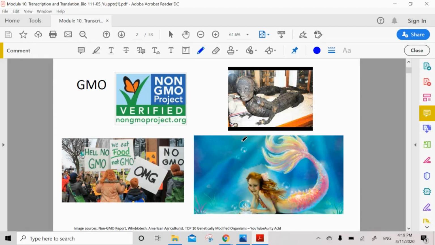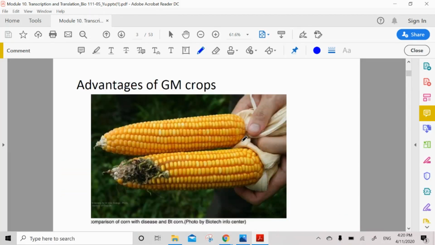I know some of you are aware what GMO stands for, so that's genetically modified organisms. So these organisms have been modified genetically, meaning they have been introduced with a new gene, a gene from another species, so that these organisms will have desired traits, desired characteristics. I have an example here. So this is a comparison between two different corns.